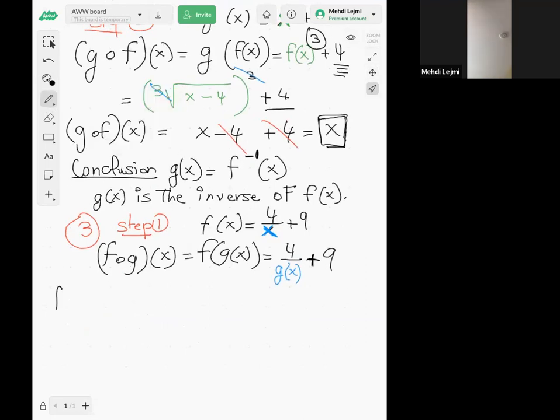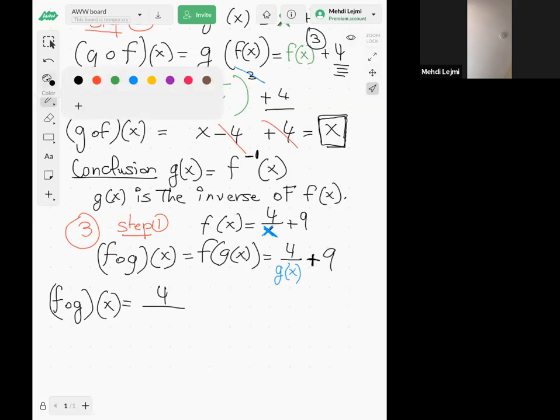So this is f composed of the g of x. It's 4 over g. So what's g? Let me write it in blue. g is x minus 7, so 4 over x minus 7, right? And then of course there's plus 9.